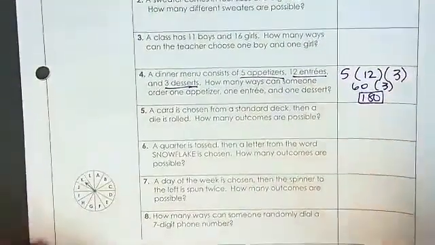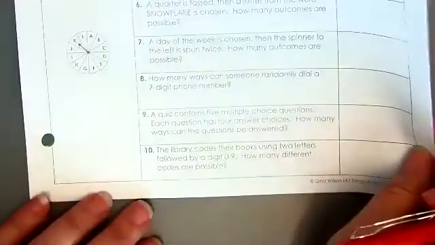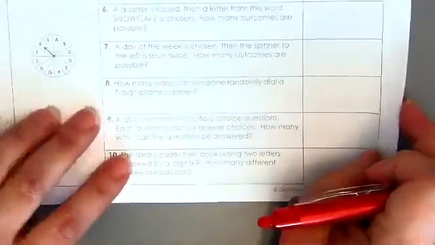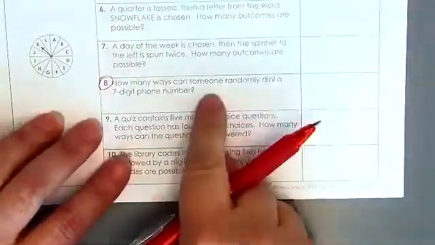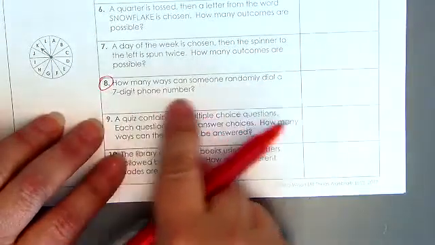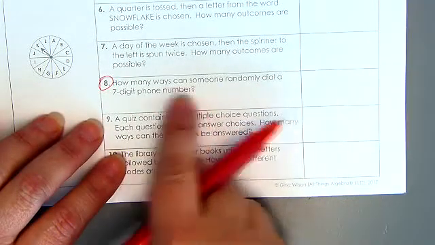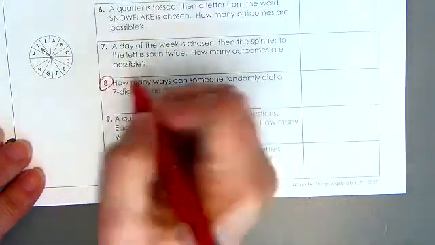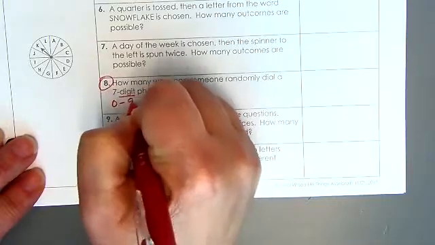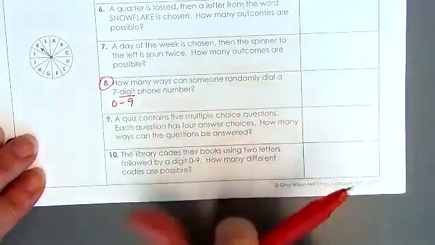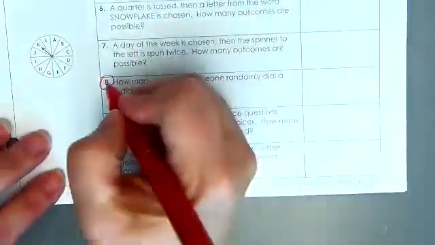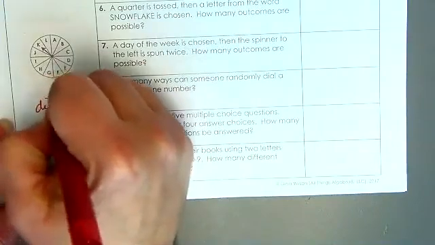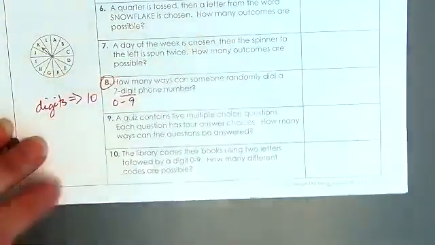Jumping on down, because there are some I want to talk about just so we make sure we understand. We're looking at number 8 now. How many ways can someone randomly dial a 7-digit phone number? I've got to think about how many digits there are. Remember, when it says digit, that's 0 to 9. So that's 0, 1, 2, 3, 4, 5, 6, 7, 8, 9. That means there are actually 10 digits. When it says digits, there are 10 of them.